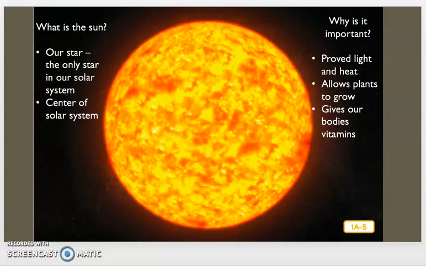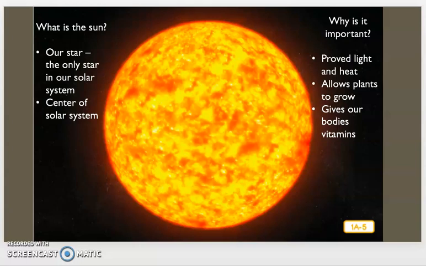Now, in the first lesson, we learned all about our sun, and we learned that our sun is actually a star, and it's the only star in our solar system, and it is the very center of our solar system. All of the planets that we have in our solar system revolve around the sun. And we also learned why it's important. It provides light and heat to the earth for us. Without it, it would be a very, very cold place and no one would be able to live here.